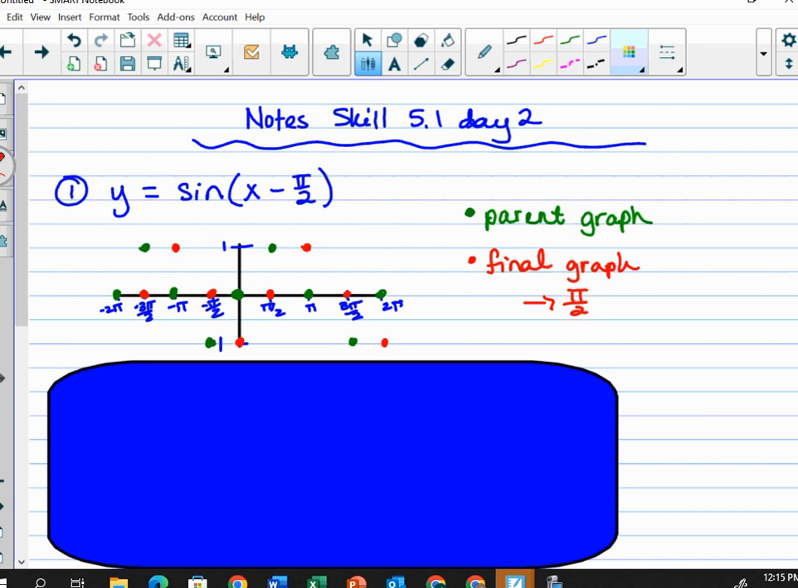And we figure out our pattern. So let me get rid of my arrows. Right, negative 1, 0, 1, 0. Negative 1, 0, 1, 0. Negative 1. There we go. Okay, and that is your final graph.